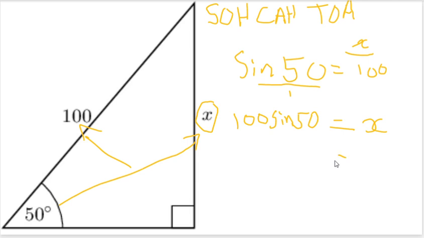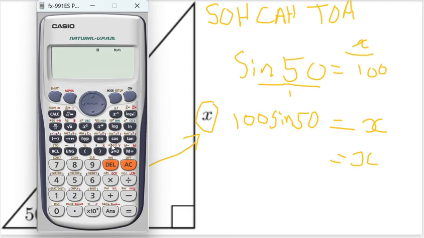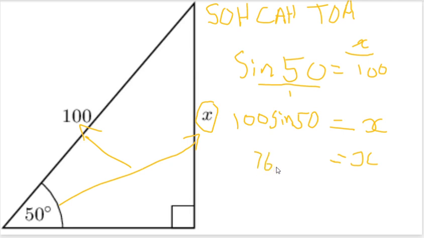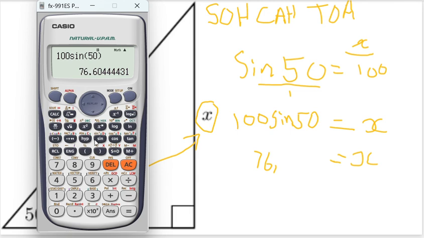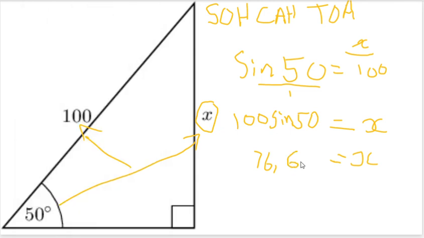Now, let's take out our calculator to find the value of x. We're going to say 100 sine 50. Always make sure your calculator is in degrees. If it's not in degrees, it will give you funny answers. So that is 76.60, rounded off to 2 decimal places.